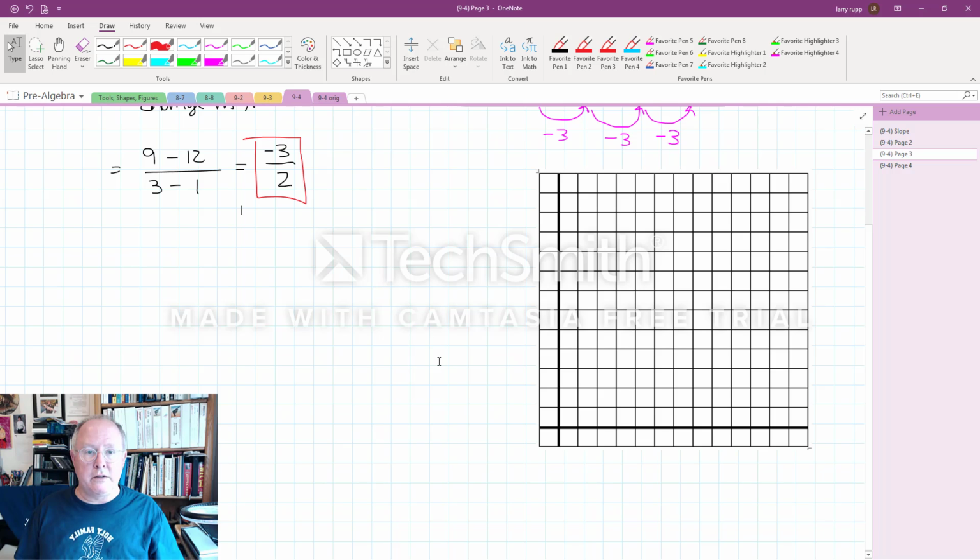So let's plot this. Over here on our graph, this is the y-axis, and then way down over here is the x-axis.